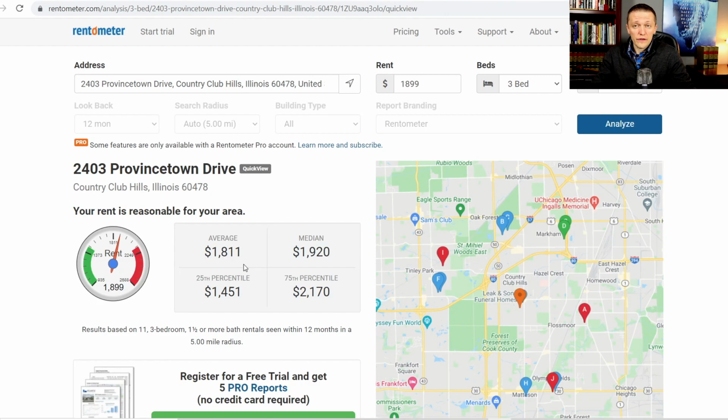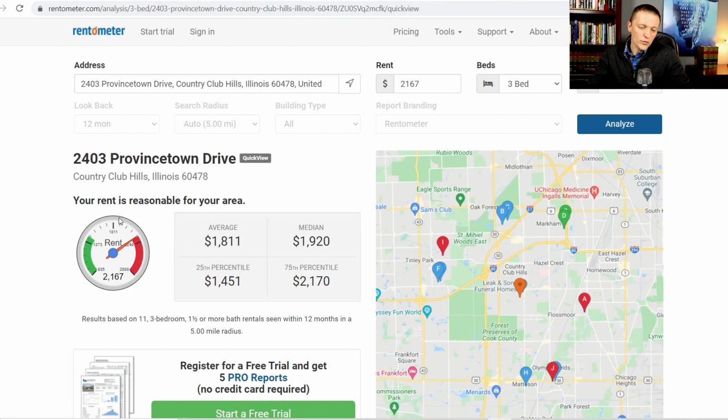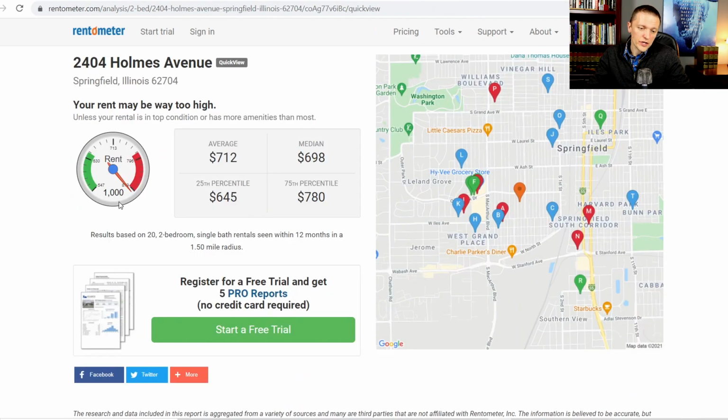And so we're certainly within the range of reasonable prices. And if I put in $2,167, which is Roofstock's estimate, and click Analyze, we're still within the reasonable range, although we are starting to approach the high end. It's still not off the charts like the other property was, where you can see it completely off the charts, not even close to anything that is realistic.